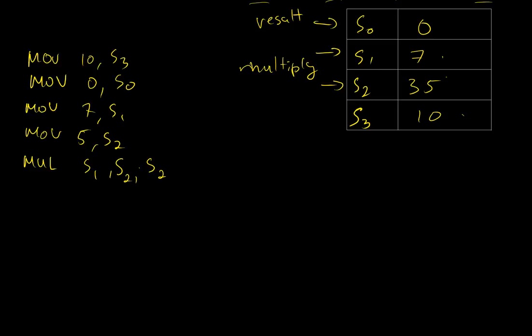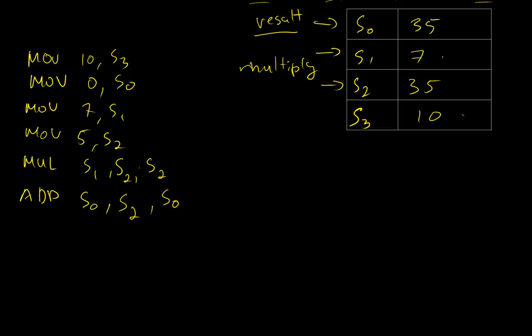And then we need to add it to our current result. So add S0, and to S0, which is our result, we're going to add 35. And we're going to store that back in S0. So now the value in S0 is 35.